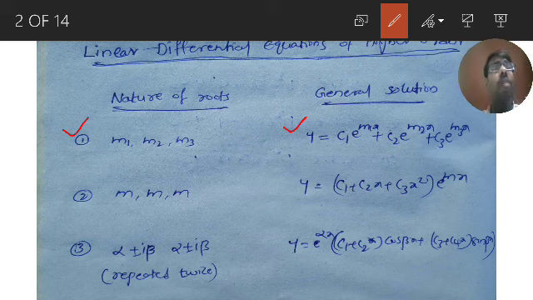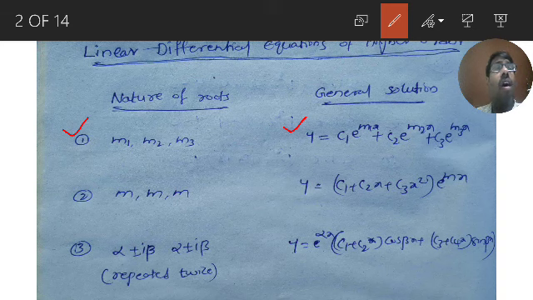So if m1, m2, m3 are 3 real and different roots, then the general solution is y equals c1 e to the power m1x plus c2 e to the power m2x plus c3 e to the power m3x. This is the first case: roots are real and different. Maybe 3, 4, or 5, depending on the order of the differential equation. If the order is 3, you will get 3 roots; if the order is 4, you will get 4 roots. So the number of roots equals the order of the differential equation.